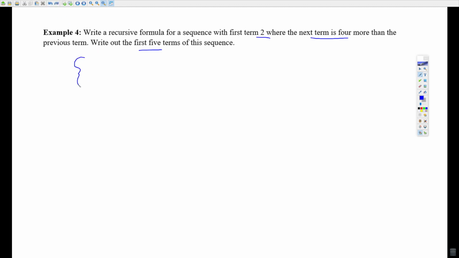I'll try again. This time, let's just use the letter, how about T? So T sub 1, what's our first term? It's 2. And then to get the next term, we're going to do T sub n. It's 4 more than the previous term. So I'm just going to do 4 plus the previous term, which we know is T sub n minus 1. And again, we'll write for integers n greater than or equal to 2, which means we start at the number 2 and go up.